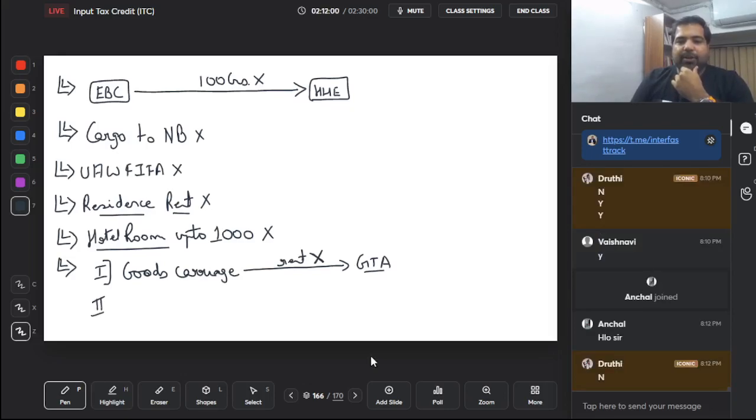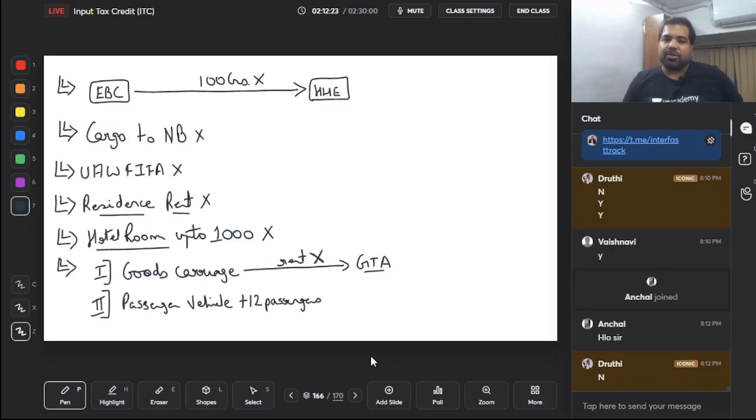Alright, the second one, guys, there are 3 vehicles. The first is goods carriage to a GTA. The second one is a passenger vehicle. Passenger vehicle basically means a car, bus, etc. But it should be more than 12 passengers. Again, guys, today only GST, please.